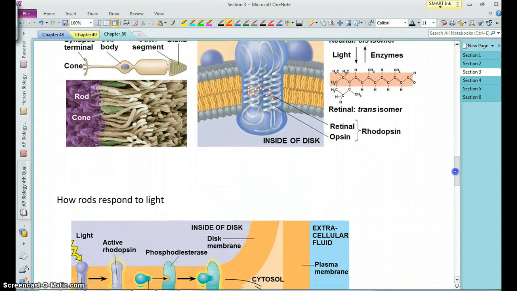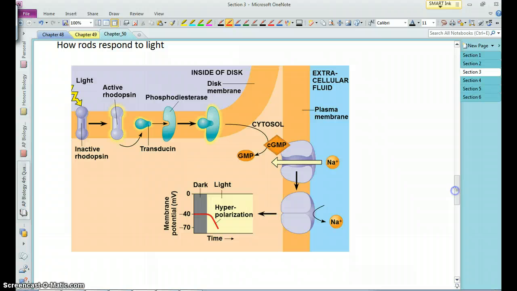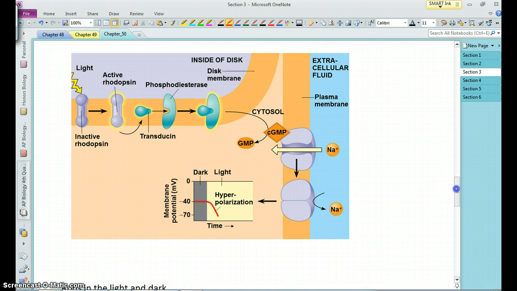And so these rods and cones, when light hits them, well, first of all, to say in the dark, they are polarized. They have a negative charge on the inside, but there's still some sodium ion that comes in. But when they are exposed to light, there is a process that essentially blocks these passageways, such that the inside of the cell becomes even more polarized, or hyperpolarized. And so that's what's happening to the rods and cones when they're in the light.